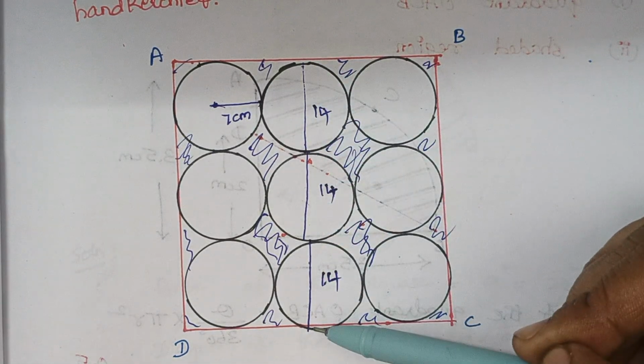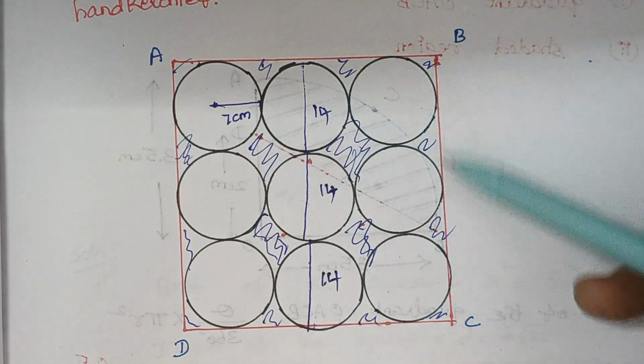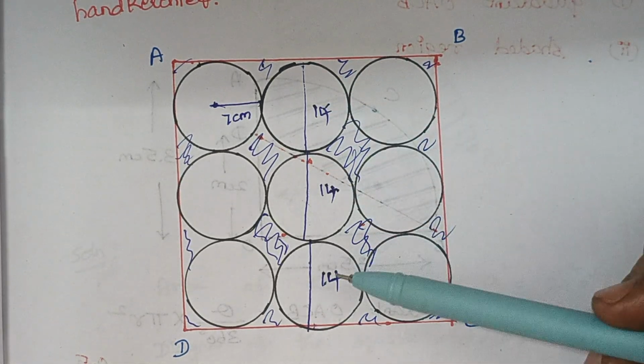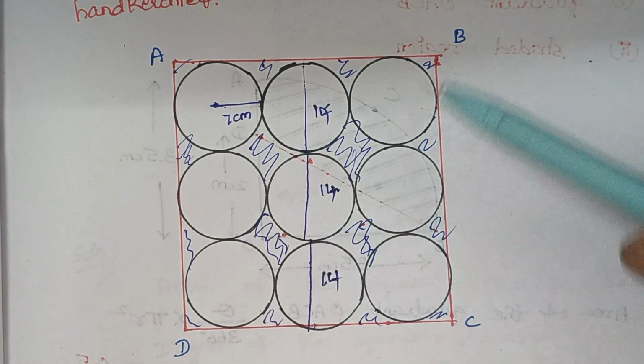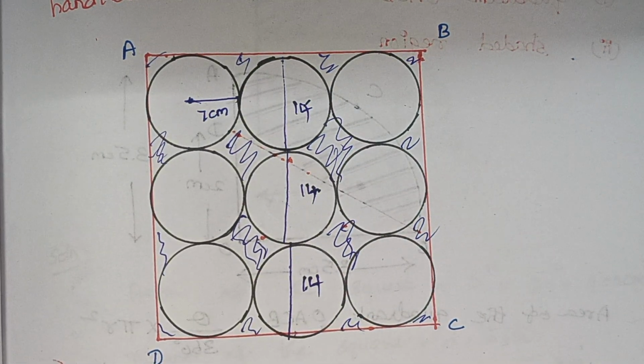Right. So when you add these values, again this is the length of the square, right? So what about the length of the side? It is 14 plus 14 plus 14, right? So this is the basic thing we will start to solve.